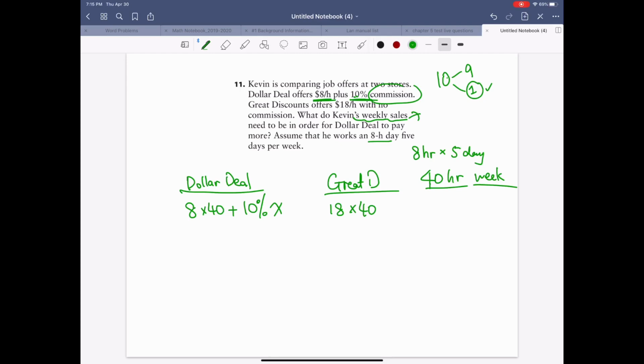So that's the two plans. Which one do you want to be a better deal for Kevin? When will Dollar Deal be a better job? You want it to pay you more money, so you want this to be a bigger amount, bigger than that, and solve for x, and you're done. So how to solve for x? Solve this, and divide whatever you get by 0.1. This is 0.1, by the way, and you can solve for x. Okay, like that.